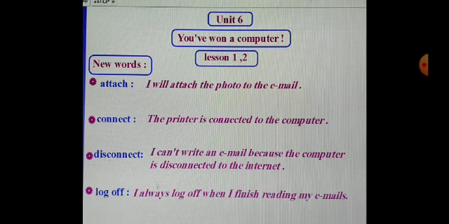Disconnect, this is the opposite of connect. Disconnect, for example, I can't write an email because the computer is disconnected from the internet. Disconnect means to stop your computer being joined to the internet. Okay, log off, for example, I always log off when I finish reading my email. That means to stop using a computer or email. Log off, the opposite of log off is log on.